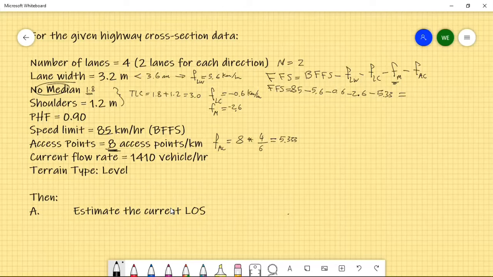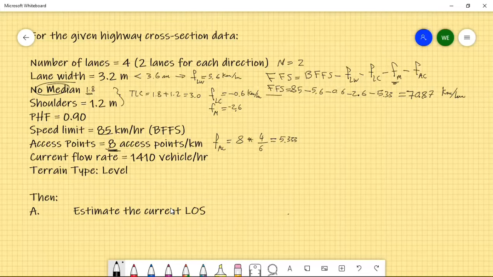5.33 equals. So the adjusted speed will be 85 minus 5.6 minus 0.6 minus 2.6 minus 5.33 equals 70.87 kilometers per hour. Correct? So now we are done with the free flow speed.